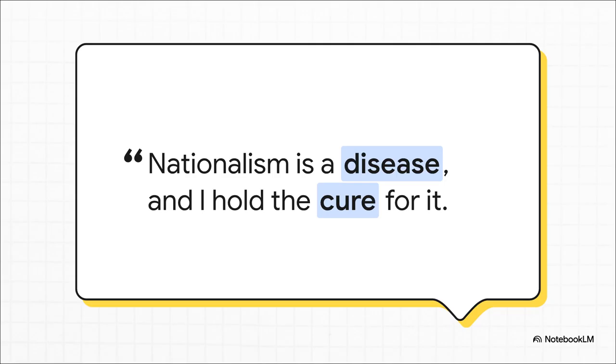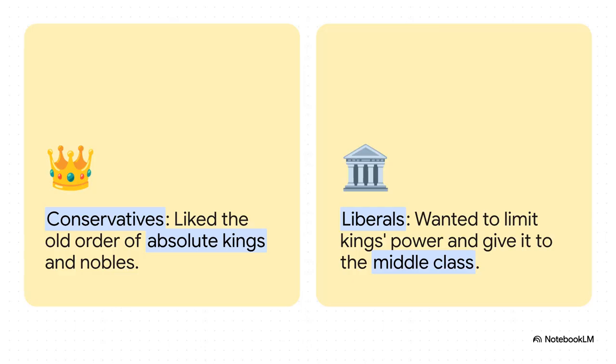At a big meeting called the Congress of Vienna in 1815, his goal was painfully simple: turn back the clock. He wanted to stamp out nationalism and liberty and put the old absolute kings back on their thrones all across Europe. And this sets up the great political fight of the 19th century.